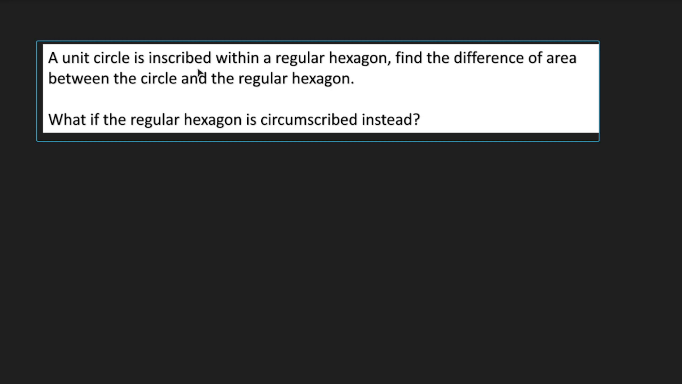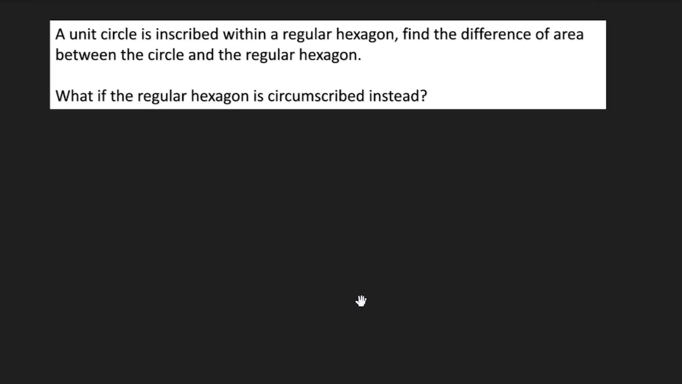Meaning that the first question is where the unit circle is inside the regular hexagon. The second question is when the hexagon is inside the circle instead. Okay? So first of all, let us consider what is the area of the circle and what is the area of the hexagon. So the area of a circle is pi r squared.